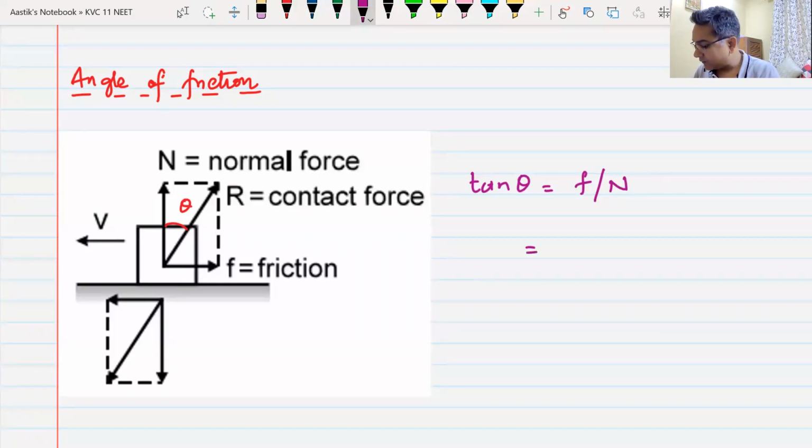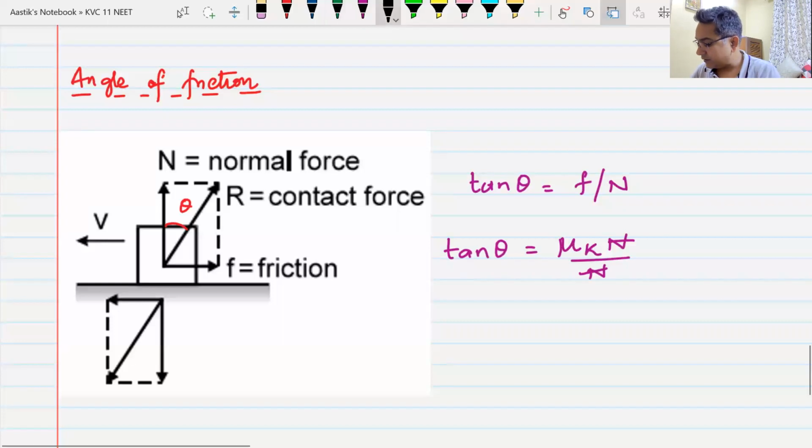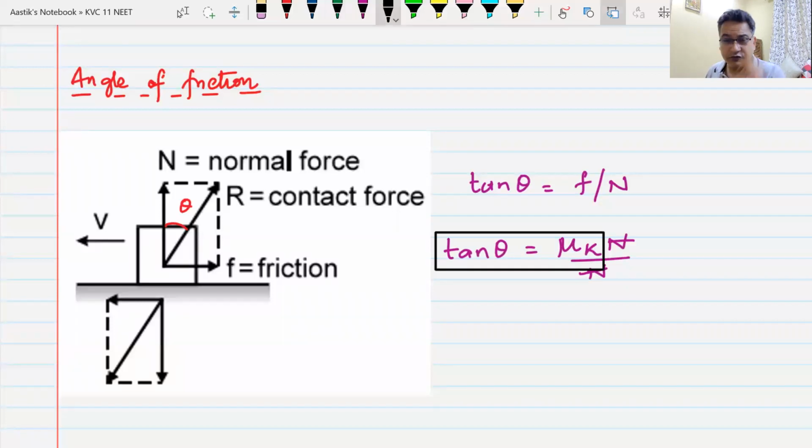Now, in case of kinetic friction, the value of kinetic friction is mu k into N, divided by N. N will get cancelled and you will get tan theta equal to mu k. Do we understand this? So angle of friction tan theta is equal to mu k. Everyone understands this?